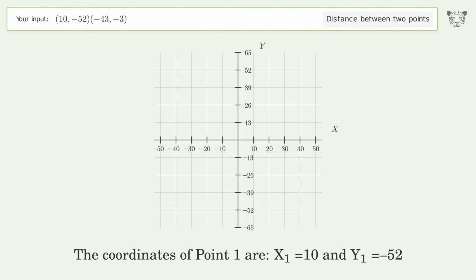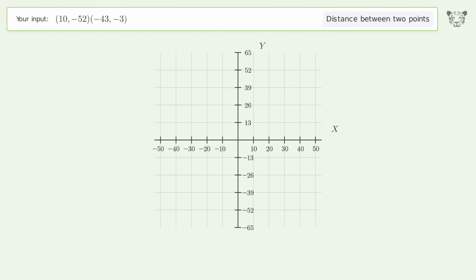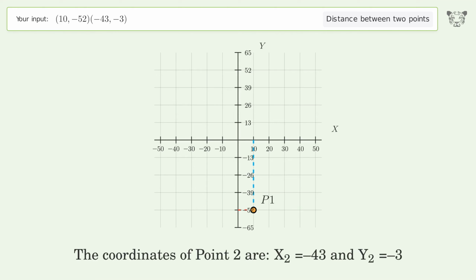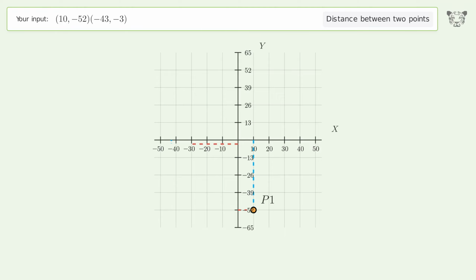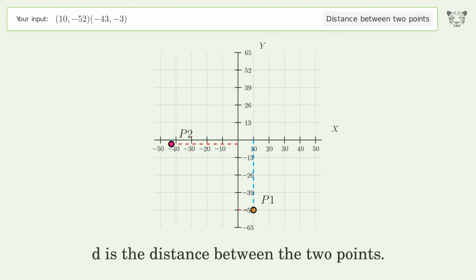The coordinates of point 1 are x1 equals 10 and y1 equals negative 52. The coordinates of point 2 are x2 equals negative 43 and y2 equals negative 3. D is the distance between the 2 points.